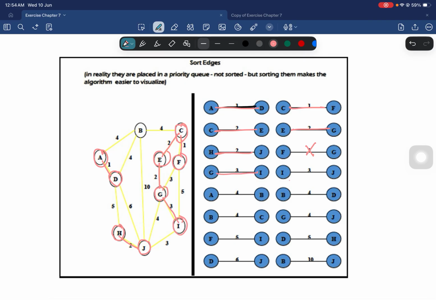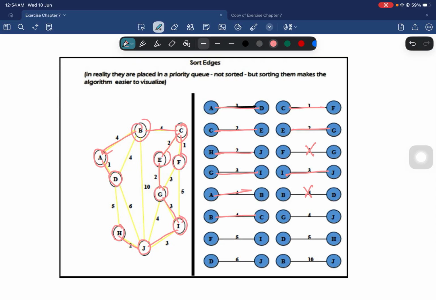Alright, next, I to J. Yes, we can take it. And then A to B. Yes, we can take it. And then we have B to D. We can't take it because it will form a triangle. And then B to C. Yes, we take it.